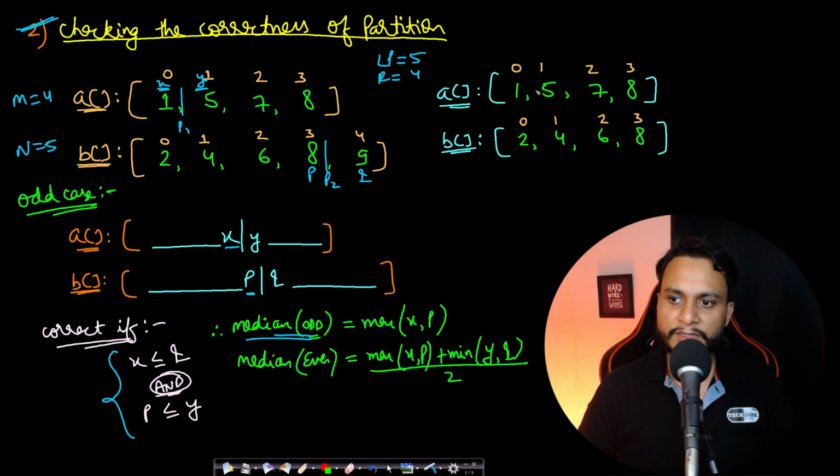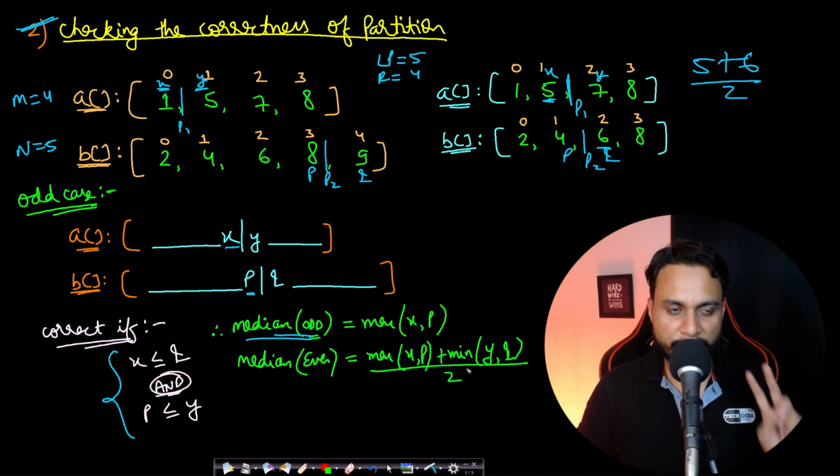So if you look at the even case here, the correct partition for this will be P1, P2 at this place, because 5 is less than or equal to 6 and 4 is less than or equal to 7. Now since this is an even case, there will be 2 medians, one on the left pool, another one on the right pool. The largest from the left pool is 5. The smallest on the right pool is 6. So these two are the median, and you take the average of them to find the median. So this was your x, this was your y, this was your p, and this was your q. So the median is maximum of x comma p plus minimum of y comma q, divided by 2. Okay, so this is the second point.